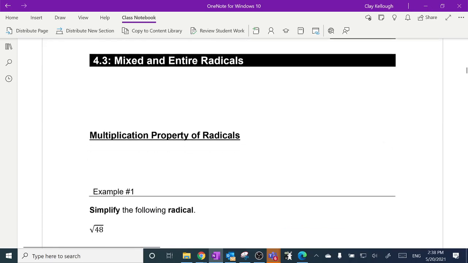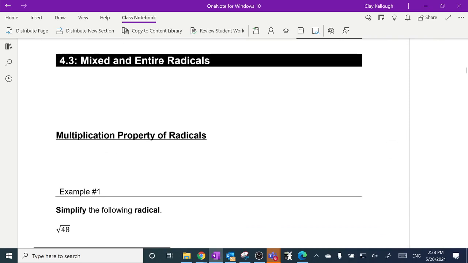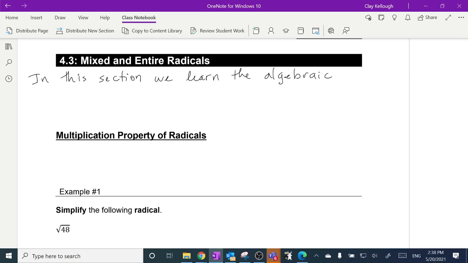Next, let's move on to 4.3. So in this section, a little bit of notes here. In this section, we learn the algebraic/arithmetic rules for working with radicals.